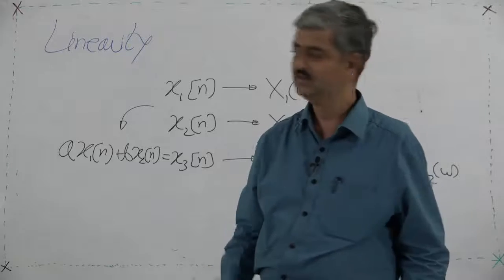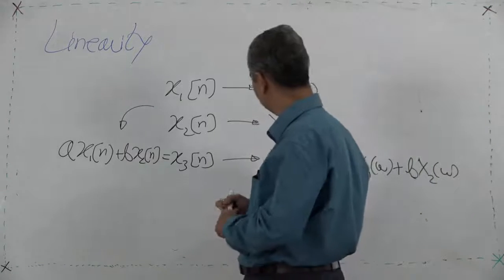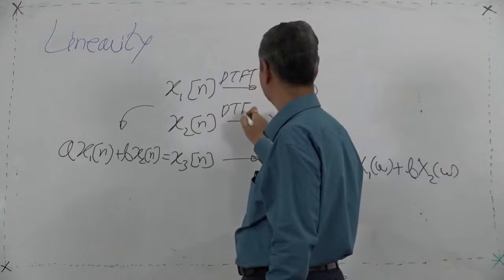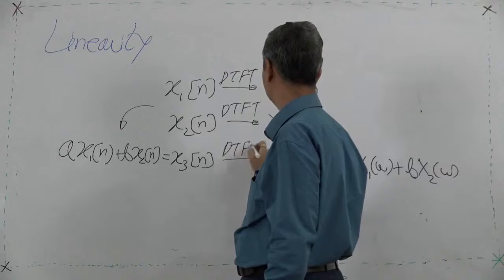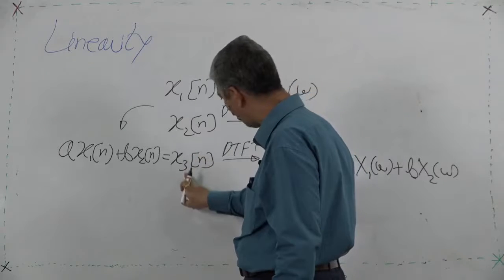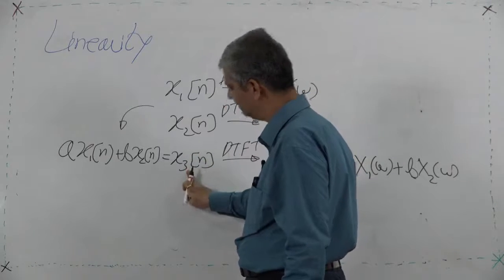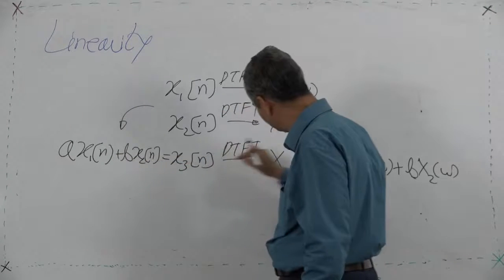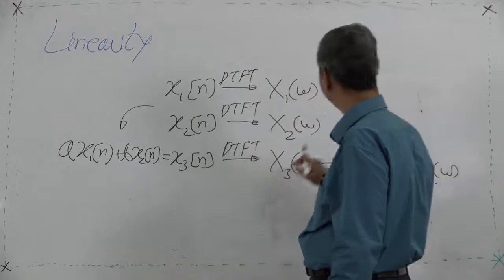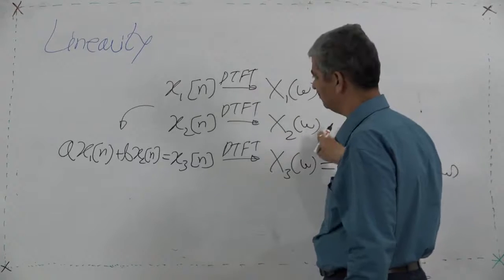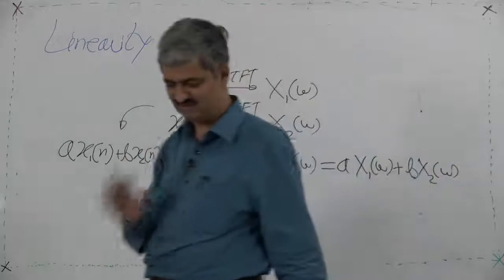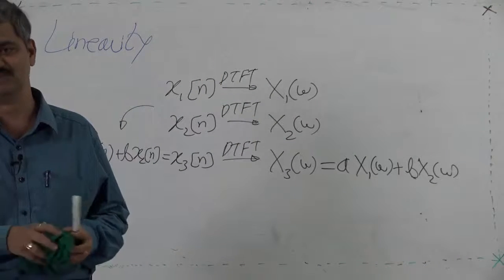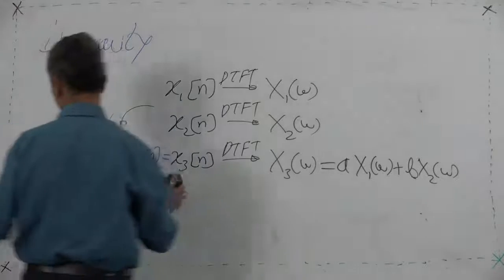I again repeat, this is transformation, DTFT, discrete time Fourier transform. Transformation of x3[n], what is it? A linear combination. Transformation of a linear combination is a linear combination of transforms. I again repeat, it is very simple. So, that is not so important.